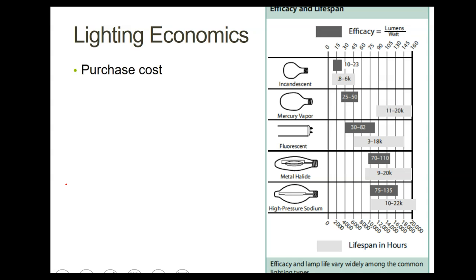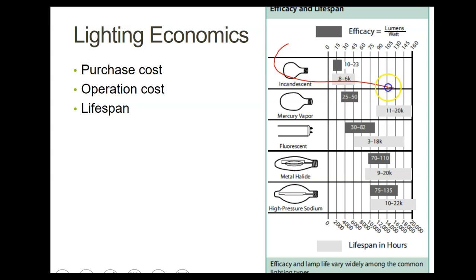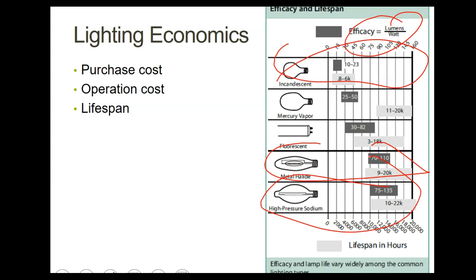So economics, when we think about light, we have to think about purchasing cost, operation cost, lifespan, and these are some examples. So if we look at the efficacy, the lumens per watt, you get a lot of metal halide or high pressure sodium, especially when you want to do stuff in stadiums or places where you need a lot of lights or stages. These are very expensive, but they do last a long time and they give you a lot of light, a lot of lumens per watt and other stuff.